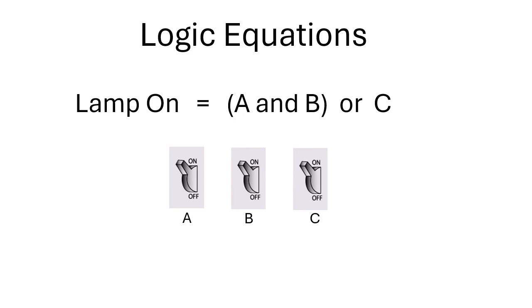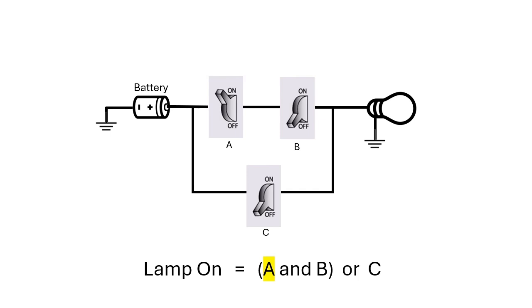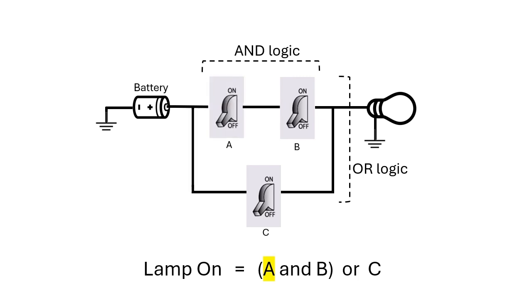Here are 3 switches. Let's use them to implement this simple Boolean statement, A and B, or C. If true, a lamp goes on. Here is a circuit diagram implementing the statement. The top portion has the A and B switches. The bottom switch C is part of the OR function.